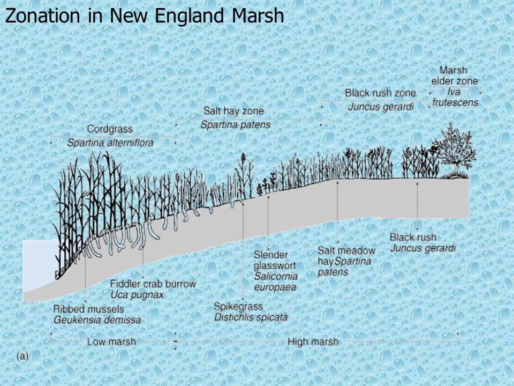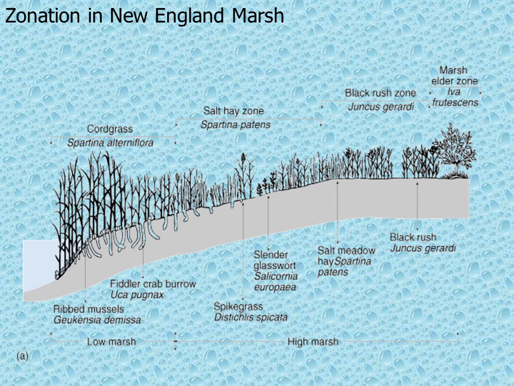Now, when we look at the zonation, we talked about zonation patterns in rocky intertidal, and those are those striking lines that Stevenson and Stevenson first described in 1929. You can see them at all different geographic levels. And you can also see zonation in a New England salt marsh.